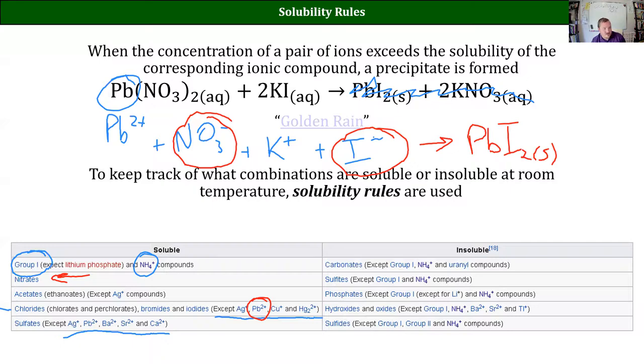And everything else that's still there is still going to be floating around, but it's not going to turn into the solid. So you're still going to have potassium and you're still going to have nitrates, except they're still going to be dissolved in water. So realistically, they're still just floating around as ions in the solution, but the lead and the iodide stick together to make a solid product.